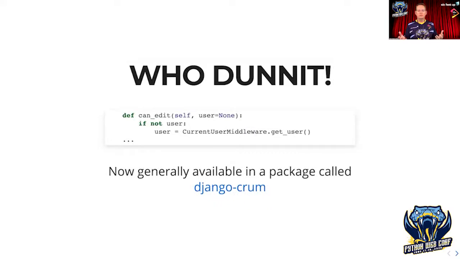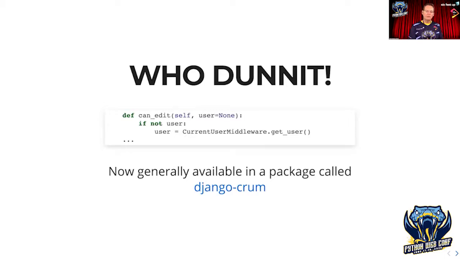So I mentioned again, using that current user middleware. If you want to be able to get that reliably, check out this package called Django-CRUM, so current user middleware. That will help you determine whether, in most cases, you've got an actual user and who's doing it. Again, this is for things like a management command or a cron job.